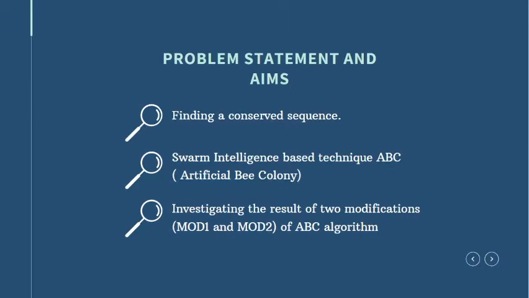Problem statements and aims. What we're trying to do here is find a conserved sequence, and we're going to do that by using a swarm intelligence based technique, which is the artificial bee colony algorithm, and we will be investigating the results of two different modifications, mod 1 and mod 2, of this same ABC algorithm.